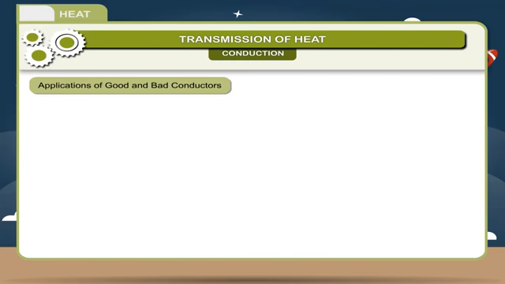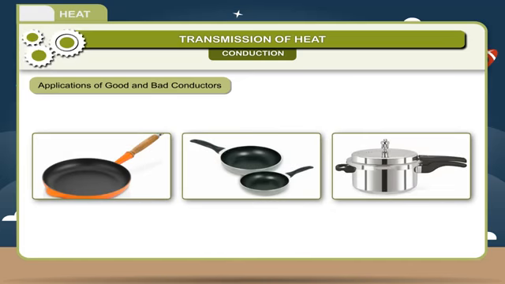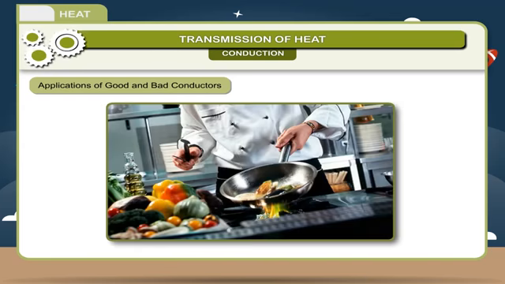Applications of good and bad conductors. The materials which are good conductors of heat are used in the transfer of heat. 1. Good conductors of heat are used to make cooking utensils, but bad conductors of heat are used to make handles of cooking utensils so that we can lift these utensils easily.